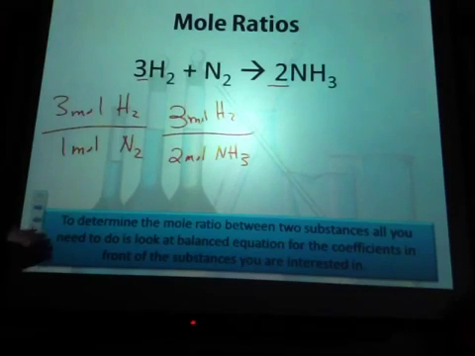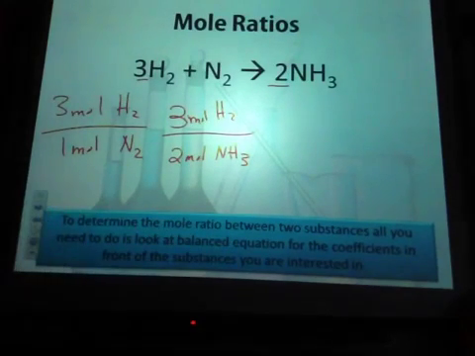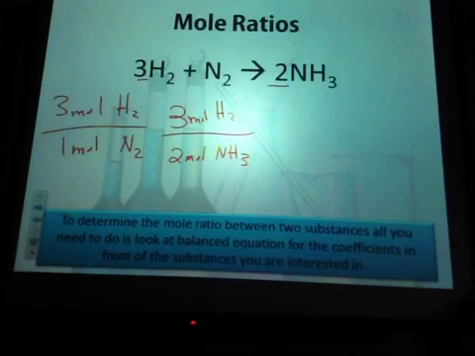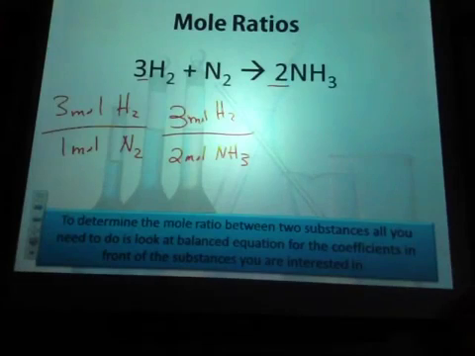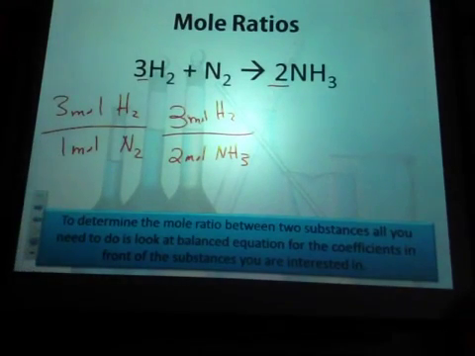So all you have to do is look at that balanced equation. The first thing, whenever we do one of these problems, is to make sure your equation is balanced. And I reminded you to look there. If you look on your chart, it says use the coefficients from your balanced chemical equation.